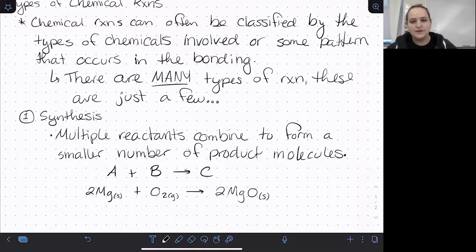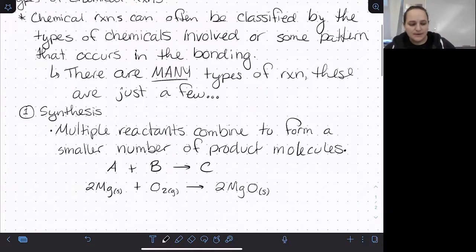Synthesis reactions commonly have 2 reactants and one product, but it can be more complicated than that. We can have a larger number of reactants than 2. We can have a larger number of products than 1, but the general pattern is more stuff to less stuff, or more different things to fewer different things, I guess is the better way to put it.